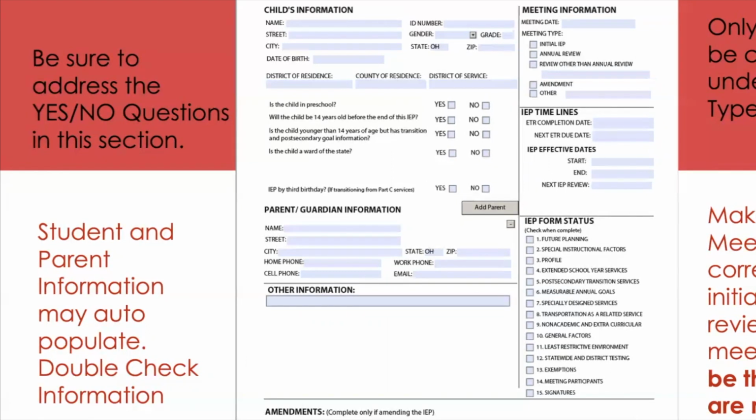There are check boxes. Is the child in preschool? Will the child be 14 before the end of the IEP? Is the child younger than 14 but has a transition plan? You must choose yes or no for all of those. Same thing with is the child a ward of the state? The one for the IEP by the 3rd birthday, you do not have to answer that one. So you could leave that information clear as well, or blank. If you would say, yes, they are a ward of state, it's important to make sure that there is a parent surrogate that would be invited into that meeting.